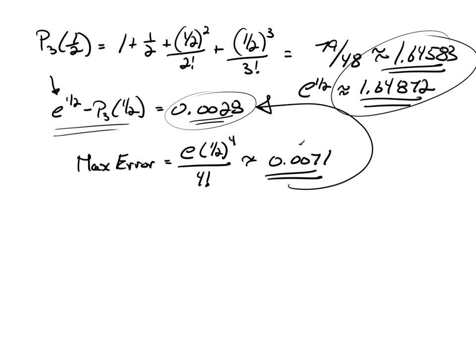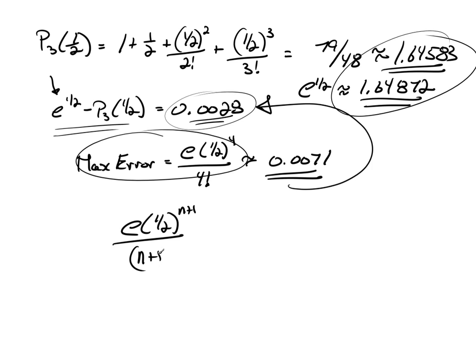So let's quickly add one more thing to this. Let's just say I'm going to take this maximum error, I'm going to go back to e times 1/2 to the n plus 1 over n plus 1 factorial. And let's just say that I wanted to make sure that my error was no more than 0.001. So what I need is 0.001 to be less than or equal to this. Okay, how do we solve that?